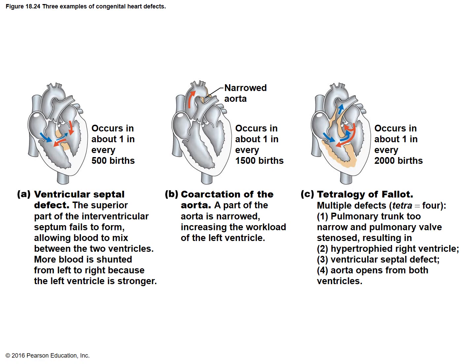And then tetralogy of Fallot is where you have multiple problems occurring here, in that the pulmonary trunk is too narrow, the pulmonary valve is not closing properly, you have a right ventricle that's hypertrophied, the ventricular septal defect, so you have a hole there, and then the aorta opens from both of the ventricles. So you have multiple problems, but like I said, surgery can correct this.